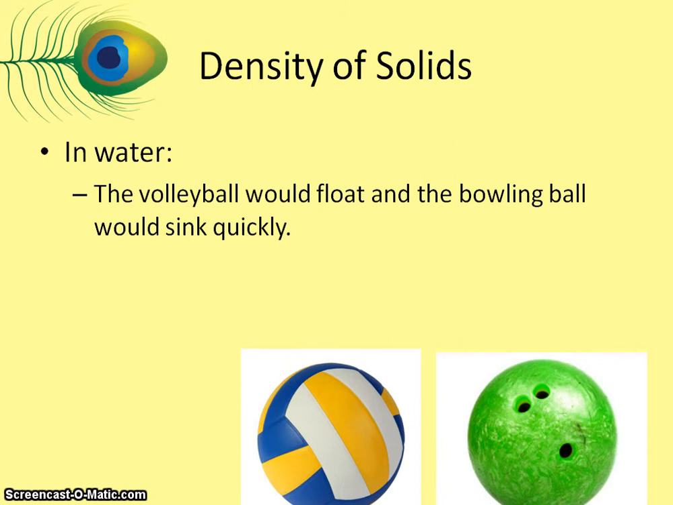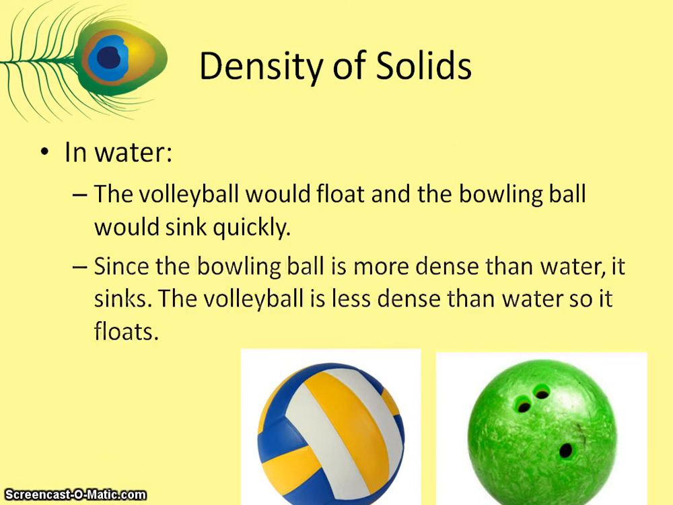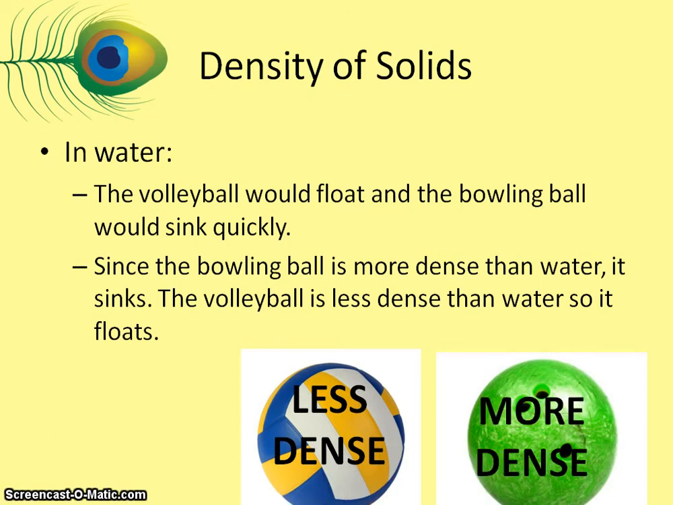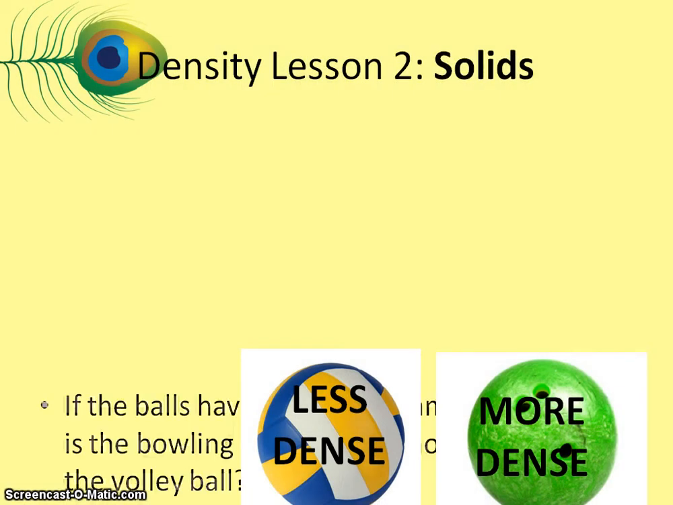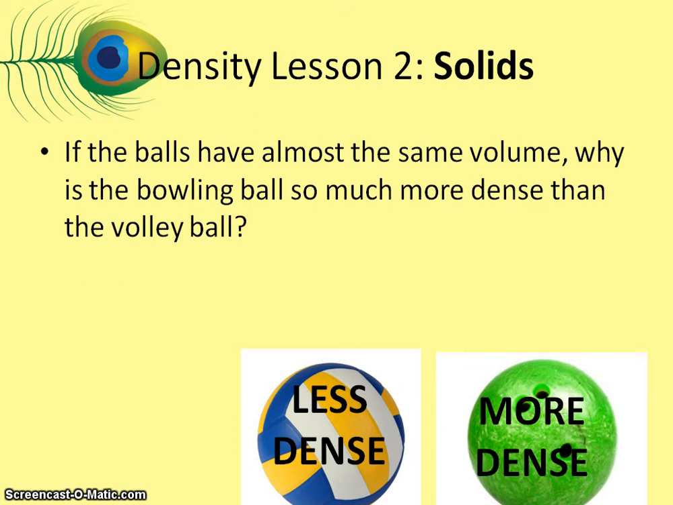The volleyball would float and the bowling ball would sink quickly if they were placed in water. Since a bowling ball is more dense than water, it sinks. The volleyball is less dense than water, so it floats. If the balls have almost the same volume, why is the bowling ball so much more dense than the volleyball? They're almost the same shape and the same size. What makes one of them more dense and the other less dense?